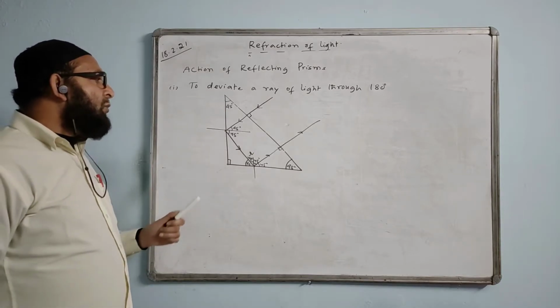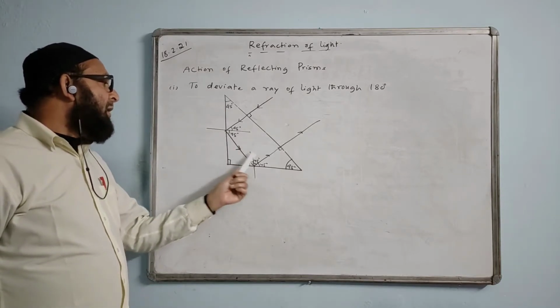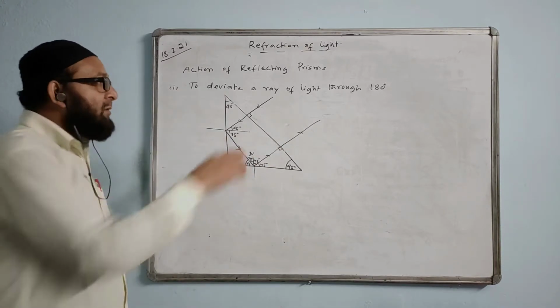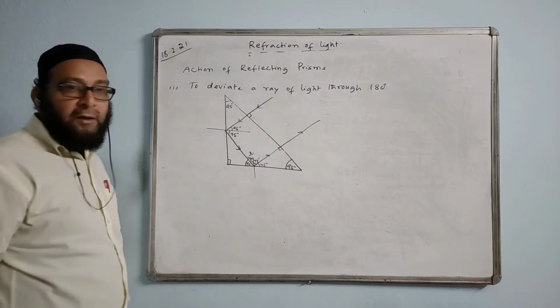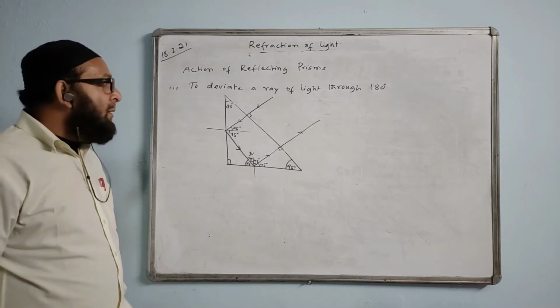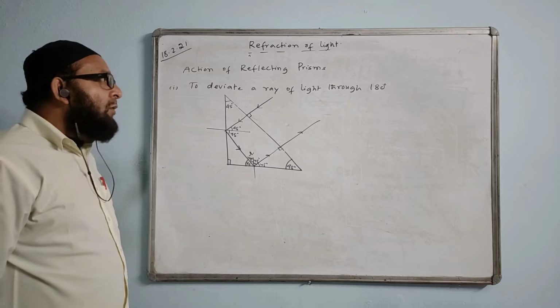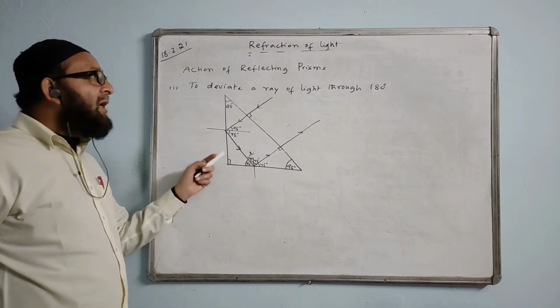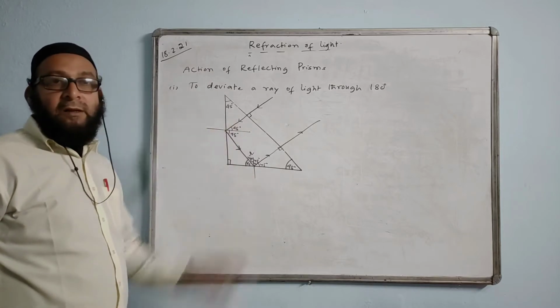So what is the total deviation? 90 degree here and one more 90 degree. So total 180 degree. That is a U-turn like this. This way it is coming, and in a U-turn it is returning back. So this ray diagram will be drawn to show the deviation of the ray of light through 180 degree. But for this, the ray has to pass through the hypotenuse of the triangle.